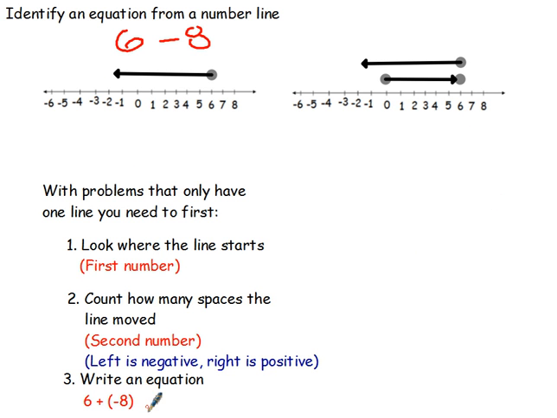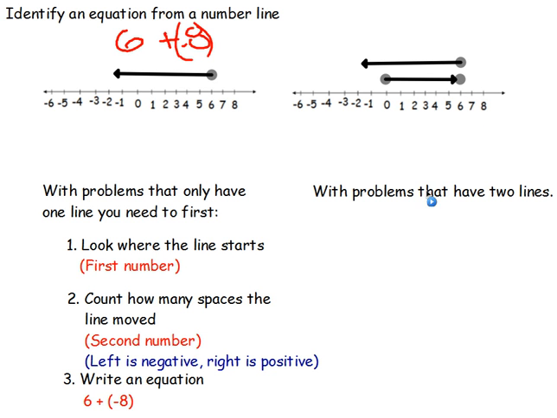6 minus 8, or 6 plus negative 8, because stay, change, opposite: stay, change, and the opposite of positive 8 is negative 8. Right? We could also do it with 2 lines. So this one goes from 0 and ends at 6, and then on a second line it goes from 6 to negative 2.